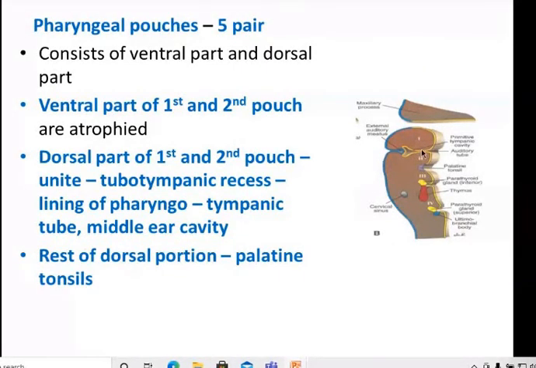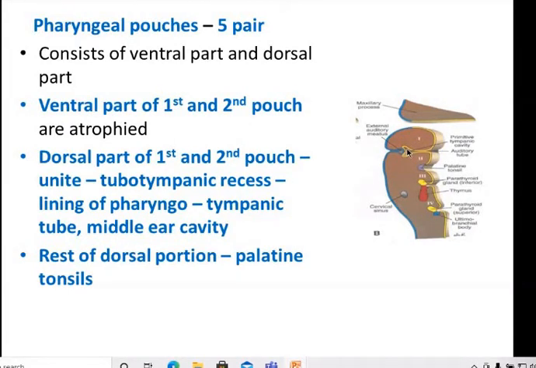The ventral part of the first as well as the second pouch usually atrophy. So only the dorsal part of the first and the dorsal part of the second remain, and they unite here, and this will give rise to the tubotympanic recess. Can you make out this recess here? This is the tubotympanic recess. It will give rise to the lining of the pharyngotympanic tube as well as the middle ear cavity.